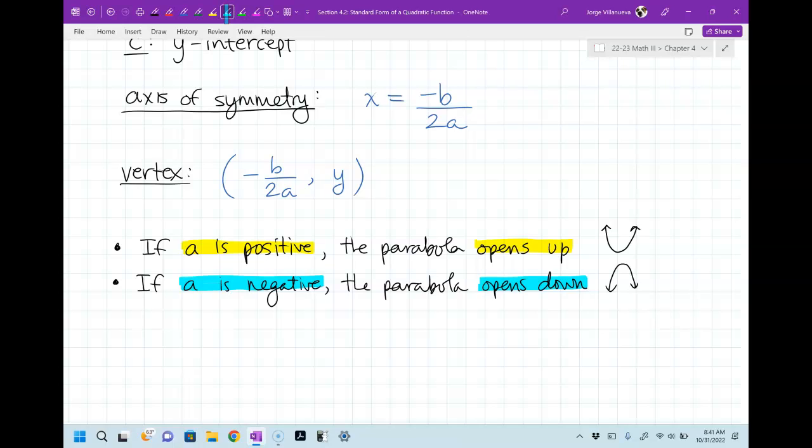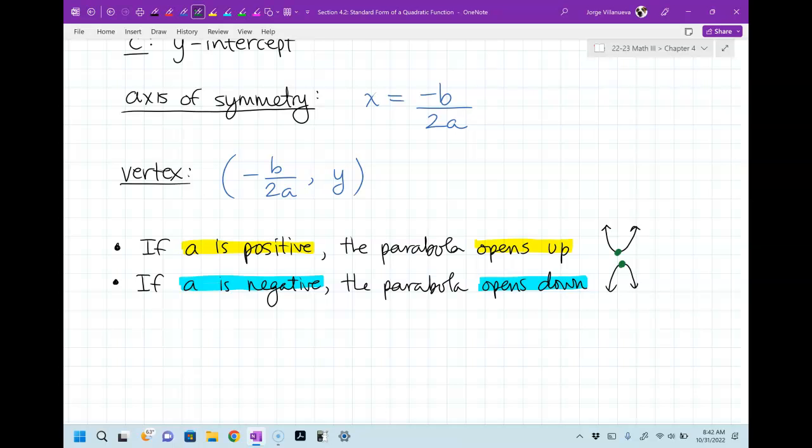Now remember, we talked about this on Friday. If it opens up, my vertex is a minimum, right? Like my point would be down here. That's my vertex, so it would be a minimum point. If it opens down, then my vertex would be at the top, so it would be a maximum point. Okay? So just remember that opening up means minimum vertex, opening down means maximum vertex. That's from Friday. Just want to remind you guys about that.